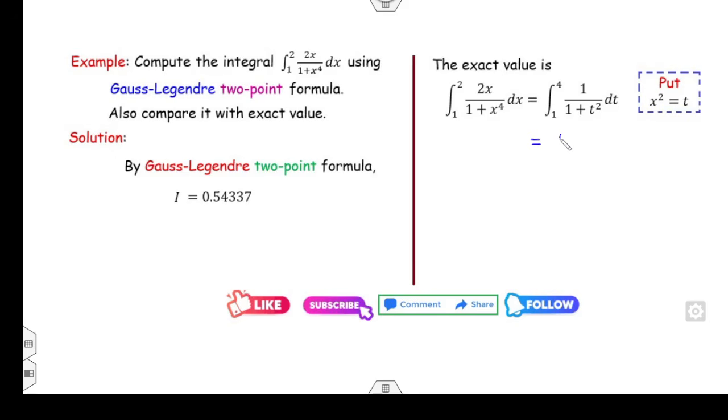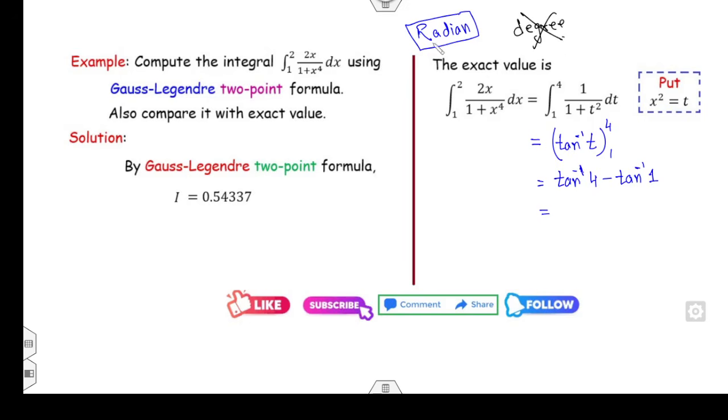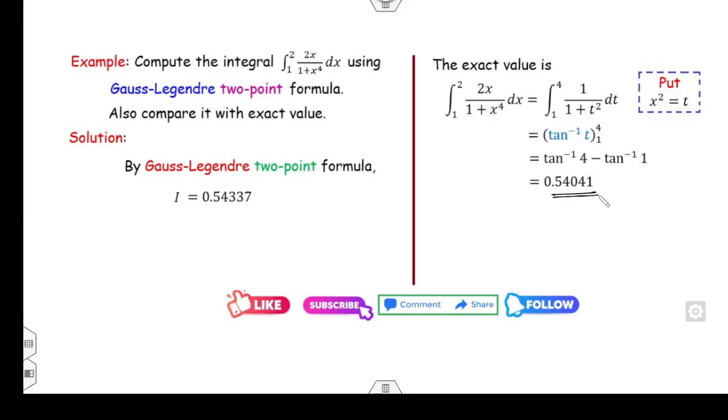So can you solve this integration? This is my tan inverse of t from 1 to 4. So the answer is tan inverse 4 minus tan inverse 1. Make sure, students, once you use the calculator, all your answers will be in terms of radians. Set your calculator in radians, not degrees. Remember, you have to set your calculator as radian, not as degree. Now after solving, you will get 0.54041.